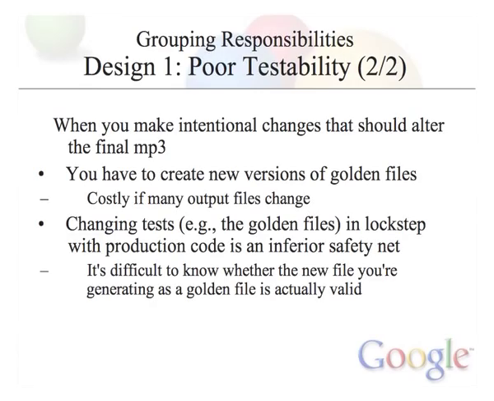And anytime we have a regression, it's really tough to tell where to go. We go right into the debugger. Where did the problem happen? Well, let's whip up the debugger and we'll find out where it is. Also, if you make intentional changes that should alter the final MP3 files, you have to create new versions of your golden files. And if you have to change a lot of those, that's going to be a real pain.